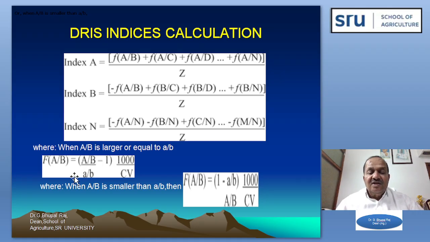When the test sample value is larger than or equal to the mean value, this ratio we have to take. If the test sample value is smaller than the reference value, this ratio is 1 minus small a by b divided by capital A by B, into 1000 divided by CV. So like that, we will calculate the functional values for all the ratios. These functional values we will substitute in this calculation and derive the test index value.